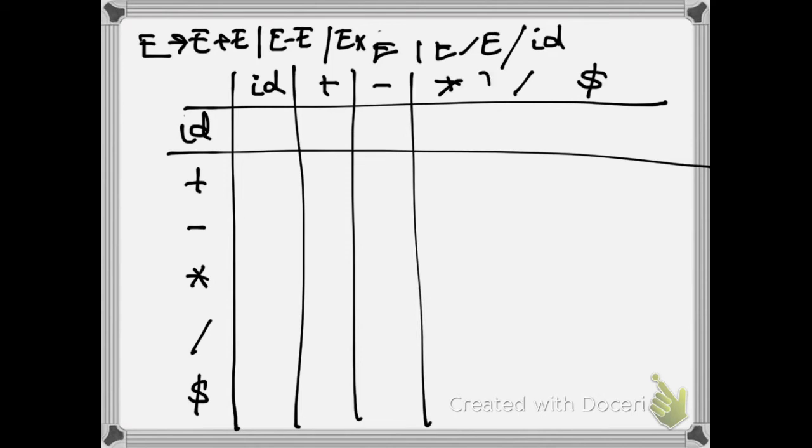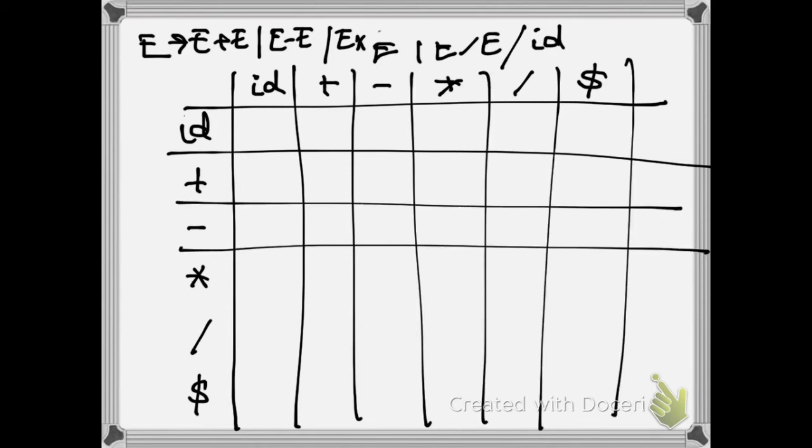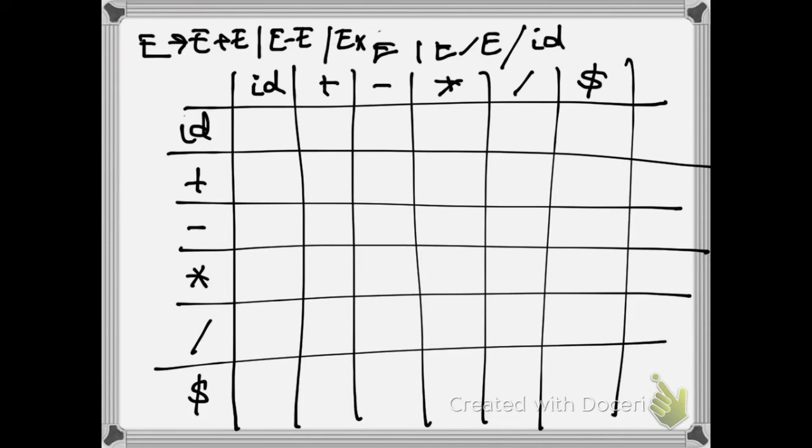Now we have to fill up this cell. We have to fill up each of these cells. So I have all of these rows and columns, and we have to fill up the cells of this table.